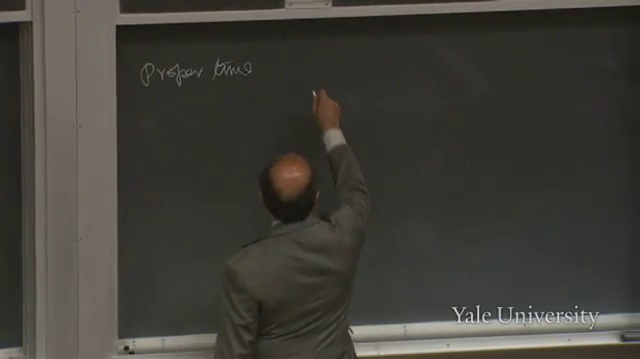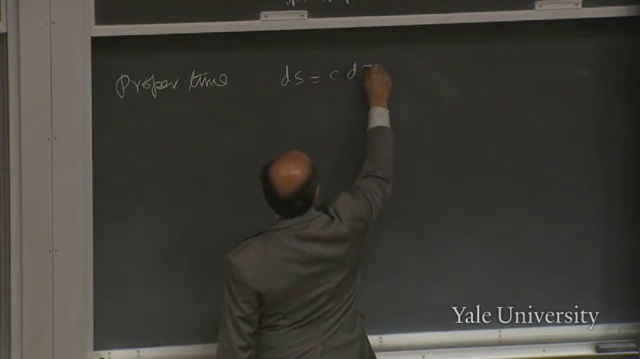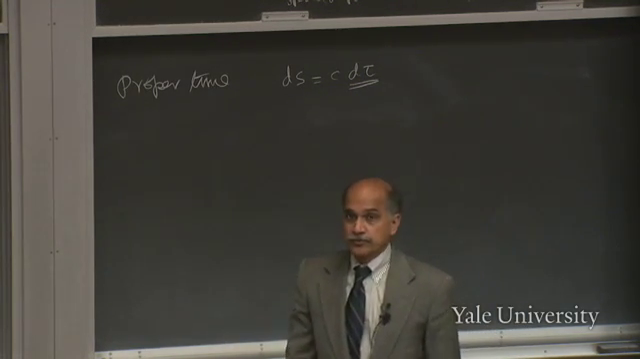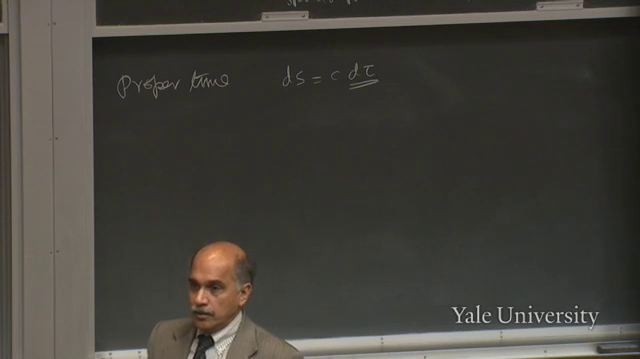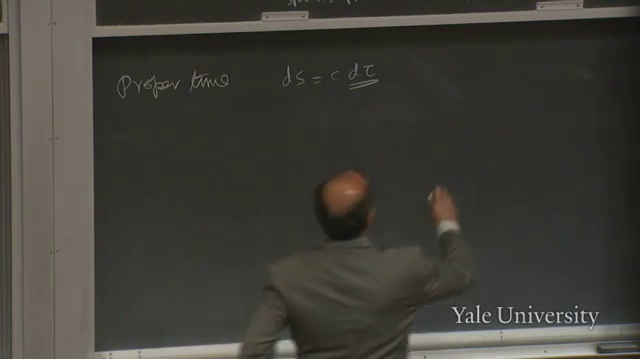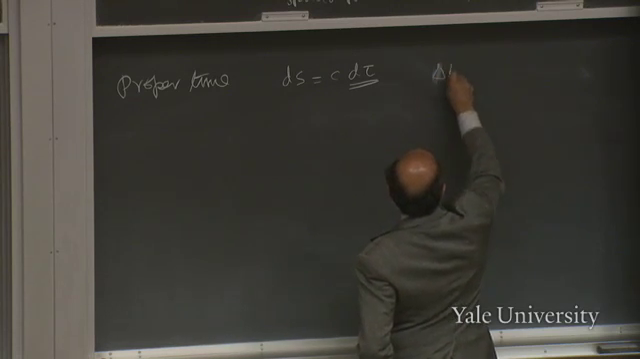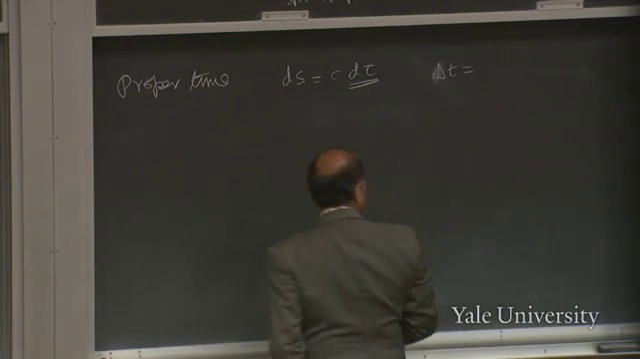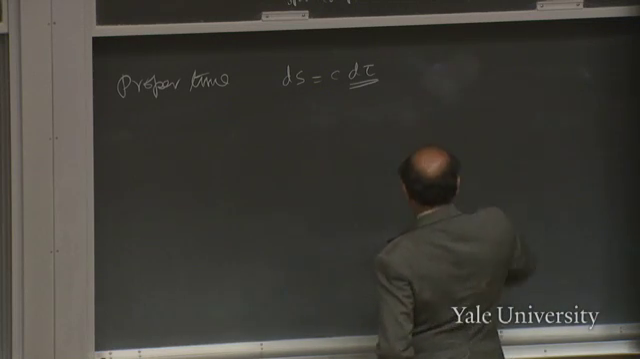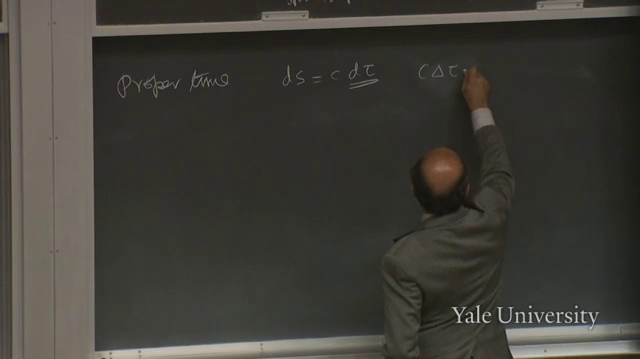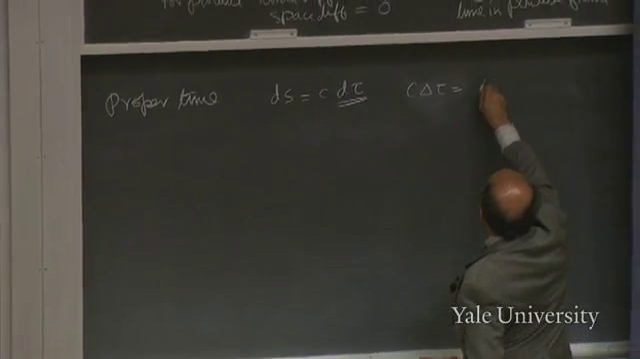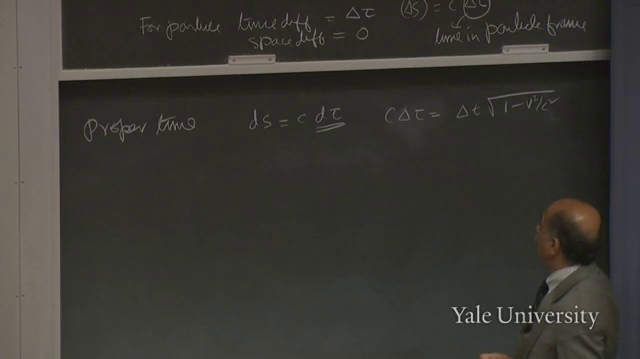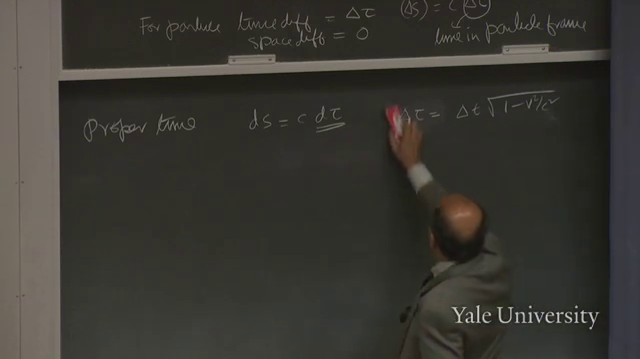So let's write it this way. The space-time interval is really c times delta tau. And delta tau is also an invariant. Namely, everyone agrees on delta tau. And what's the relation between delta t and delta tau? Delta t is the time according to any old person, and delta tau is the time according to the clock. Then you saw that the space-time interval c delta tau was equal to delta t times square root of 1 minus v squared over c squared. The c cancels on both sides, and this is the relation.